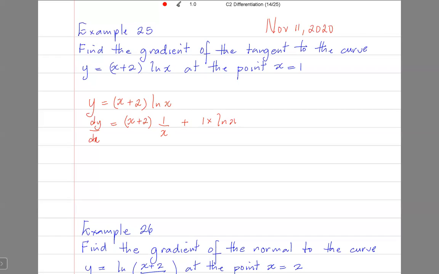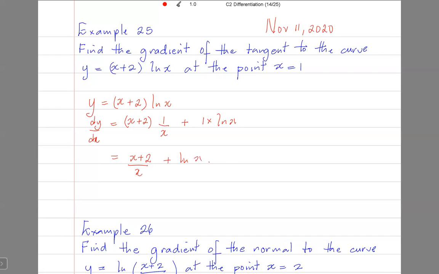So what I just did is I just applied what? I just applied the product rule. Essentially, it is leave the first, differentiate the second, plus differentiate the first, leave the second, and I've done that. So what I have is dy by dx is x plus 2 over x plus ln x.